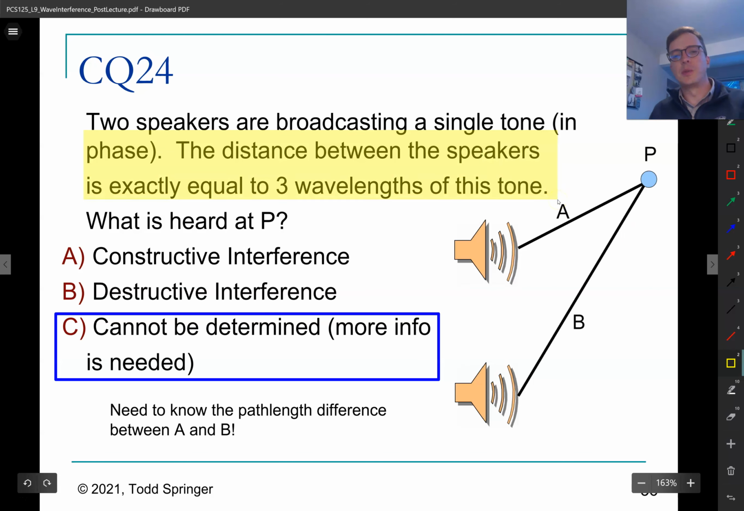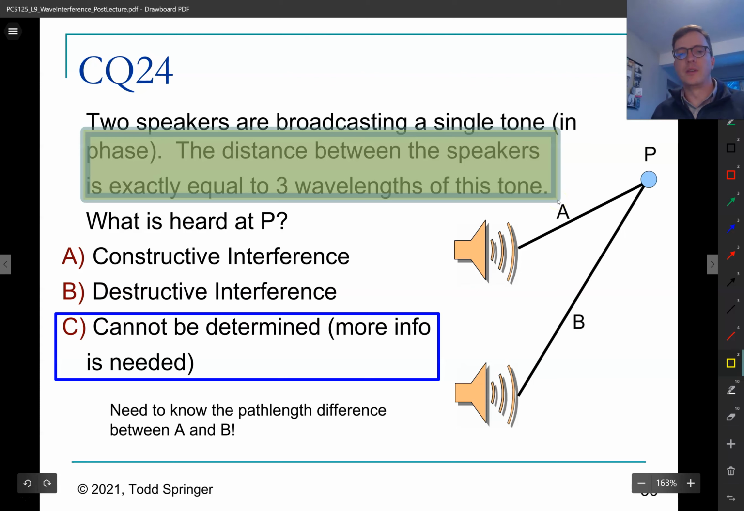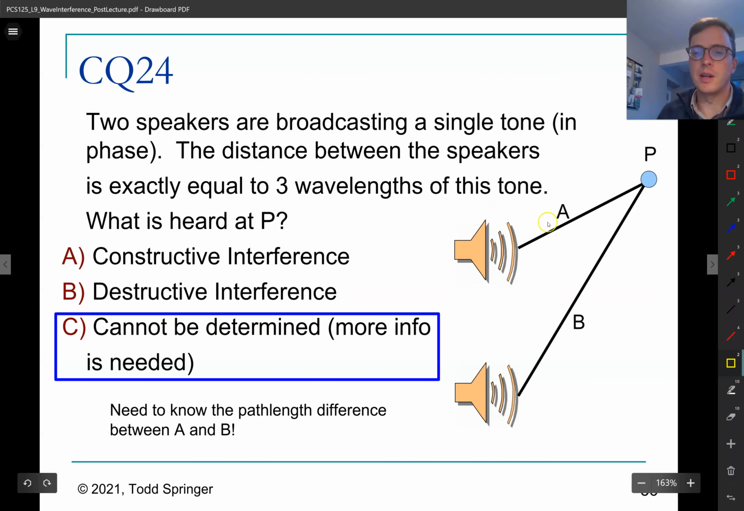But the only thing I've given you here is the distance between the speakers. So I know the distance between the speakers is 3 wavelengths, but that doesn't tell me anything, right? I really need to know the lengths A and B, and I don't have any information about that. So it can't be determined.